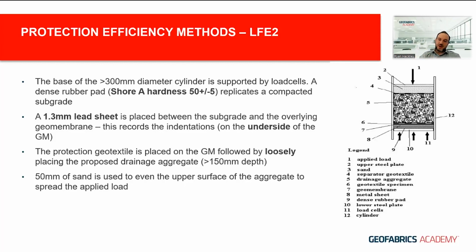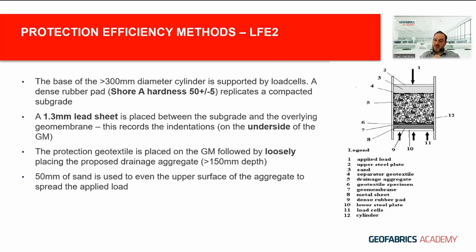So on top of the rubber that's replicating that subgrade, that's when we start lining up the lining system. On top of the rubber, we place a 1.3mm lead sheet, and it's the 1.3mm lead sheet that's the recording plate. So once we apply load onto that lining system, it's the lead sheet on the underside of the geomembrane that's going to record the indentations. So the geomembrane then is placed on top of that lead sheet.